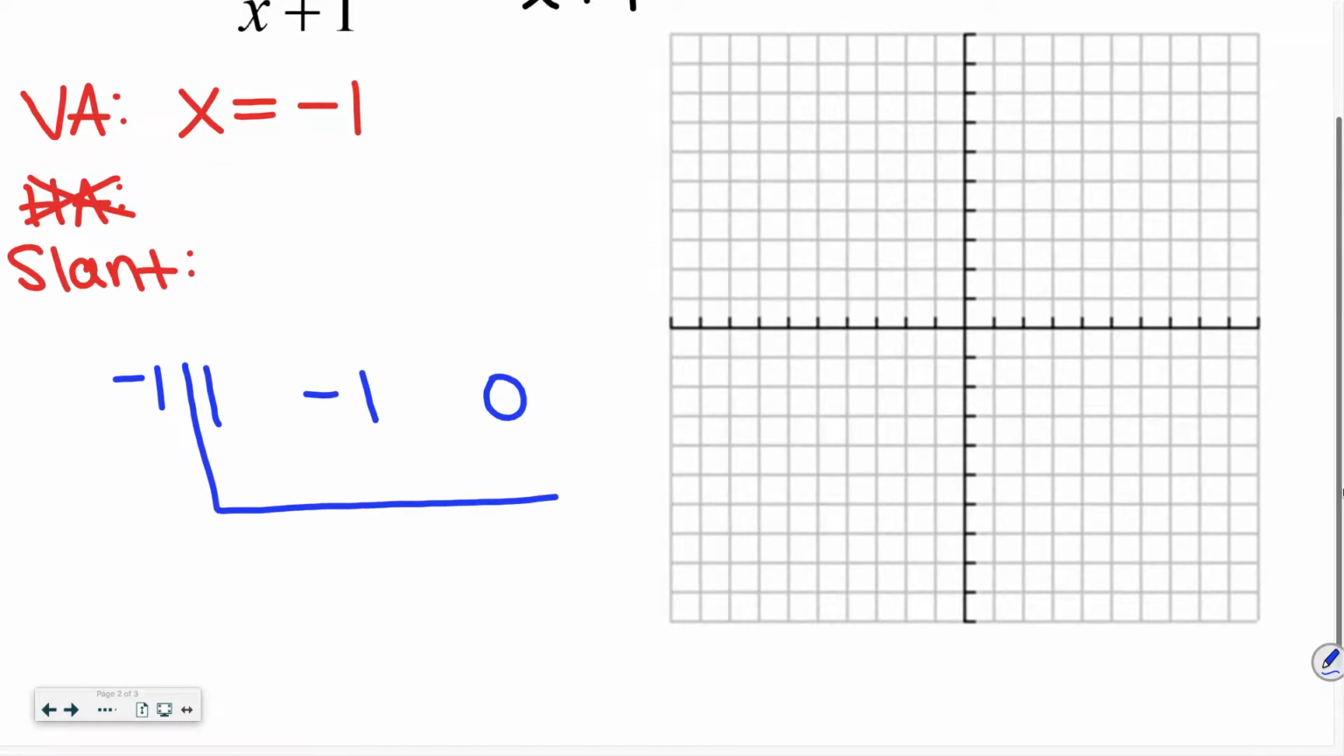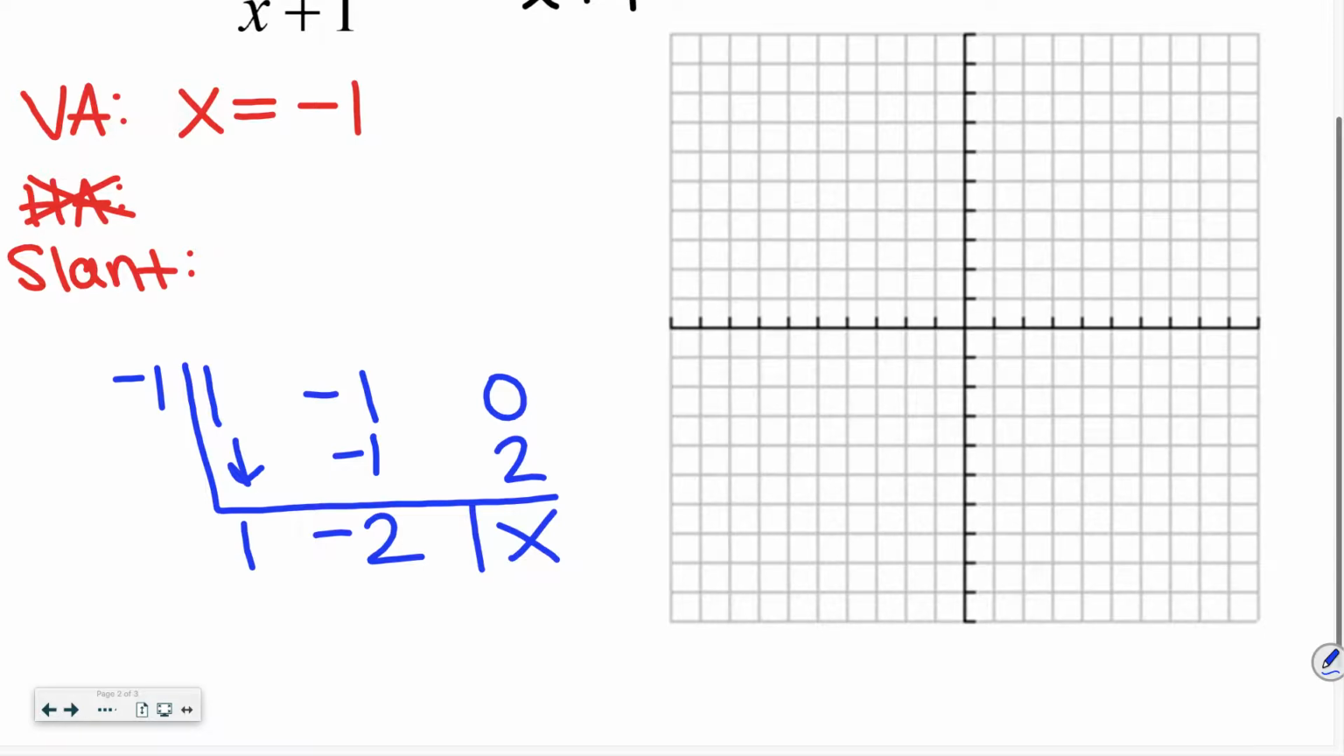When I factored it, it's not very helpful in this case. I had to go to the unfactored version to get our dividend and divisor. Your numerator is your dividend, your denominator is your divisor. So what we're going to do, we're going to drop the 1, multiply by -1, add to get -2. I don't care what the remainder is. The remainder doesn't matter.